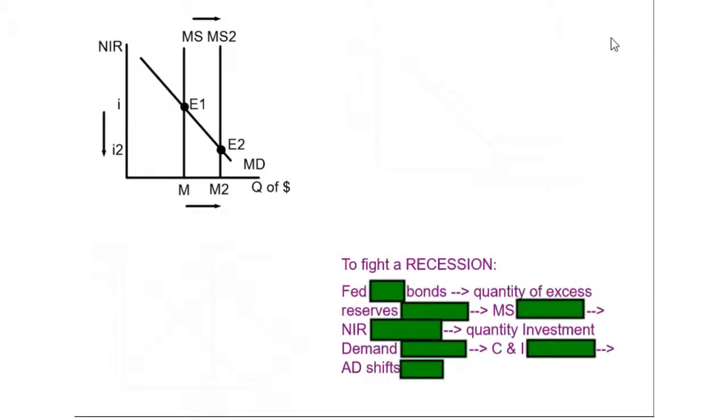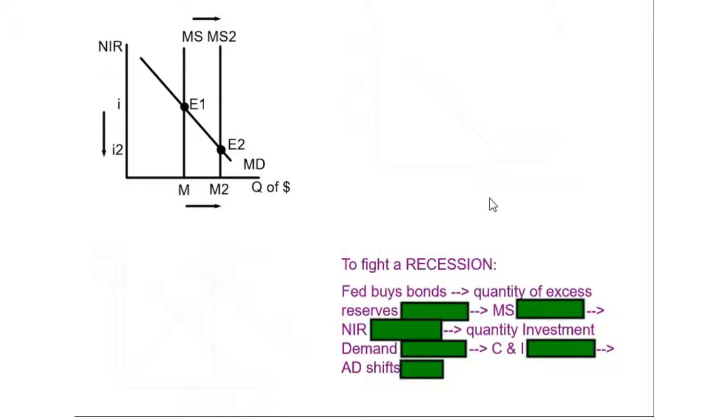The whole point of monetary policy is to use it to fix problems in our economy, to get us out of recessionary or inflationary periods. So here we're starting with a recession. We want to fight a recession. Looking at the picture, you can already see that money supply increases. So what is the Fed going to do? Are they going to buy or sell bonds to increase money supply? They're going to buy bonds.